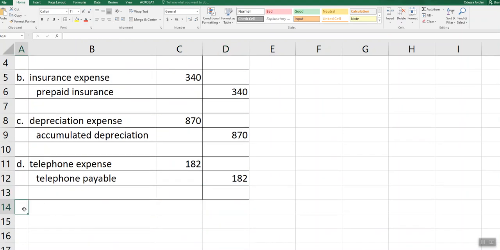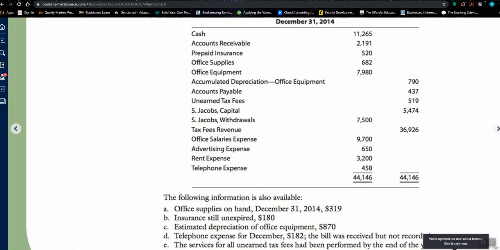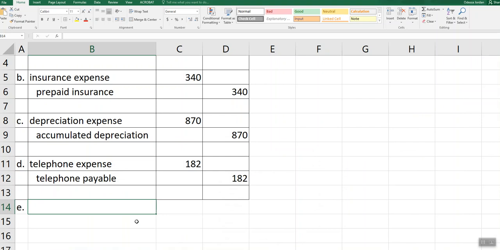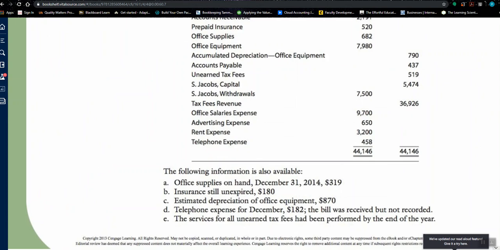And lastly, we have the services for all unearned tax fees have been performed by the end of the year. Unearned tax fees. So where's the unearned tax fees? 519. So again, if you keep hitting that button, I don't know why. So the $519 worth of unearned tax fees are now earned. So unearned tax fees, and then what do they call it here? Tax fees revenue.